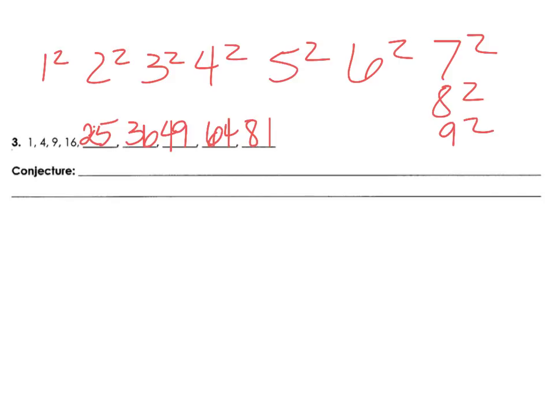So the conjecture that we would write for this is: each term is a perfect square. Let's move that up on the line. So each term is a perfect square.